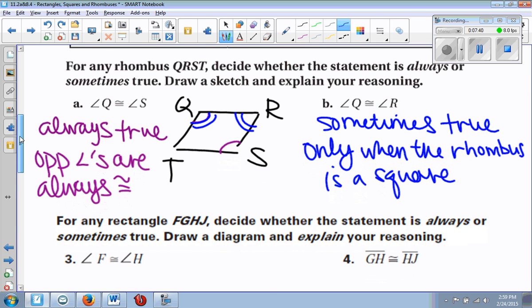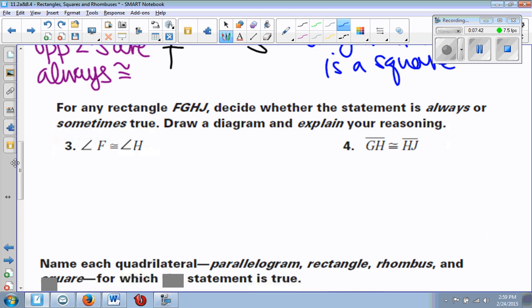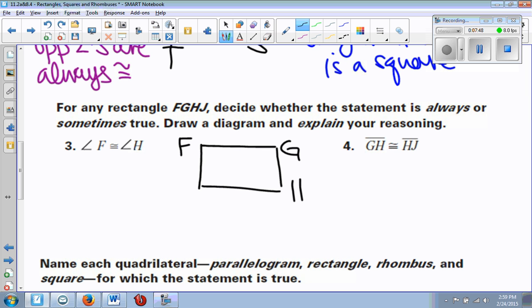All right, so moving down, it says in a rectangle, FGHJ, decide whether these statements are true, sometimes or always. F and H being congruent to each other. Well, in a rectangle, all of the angles are 90 degrees, so this is always true.